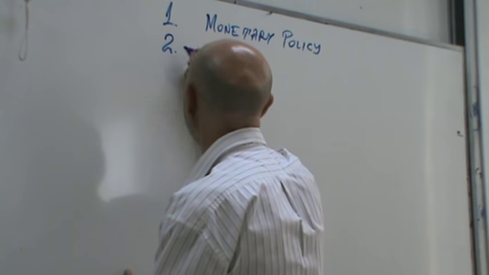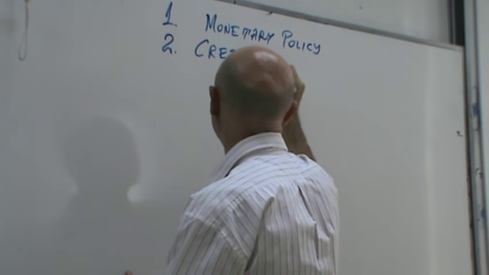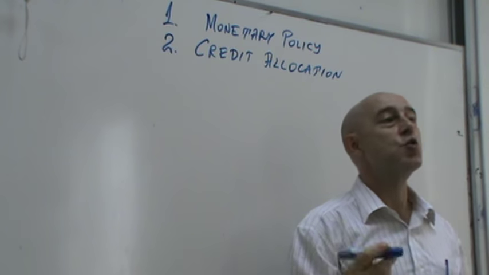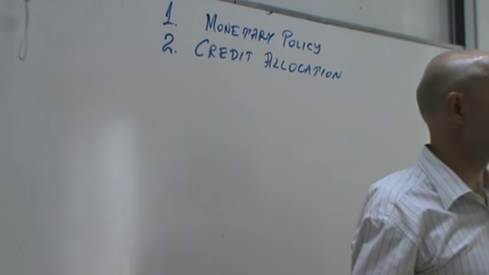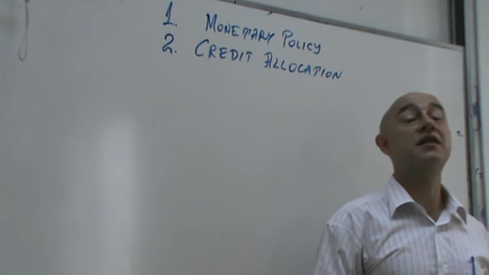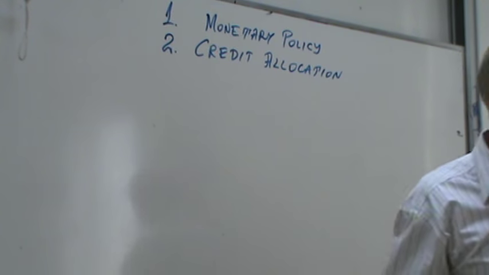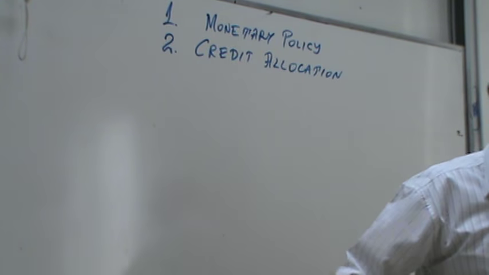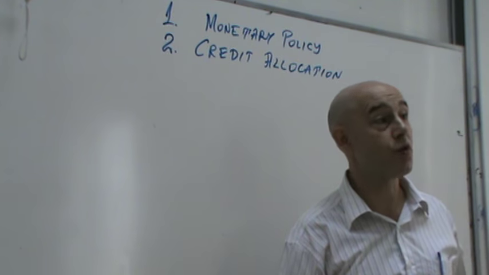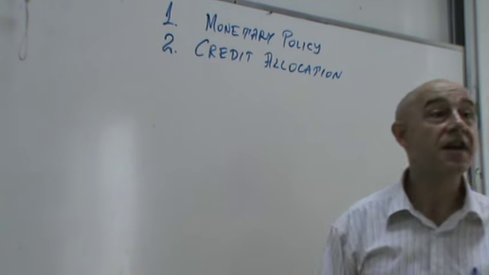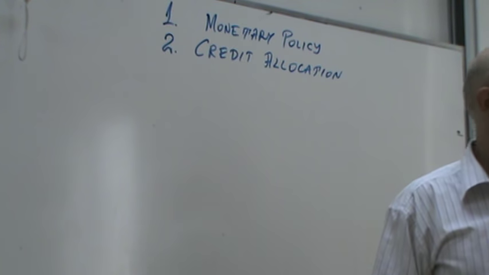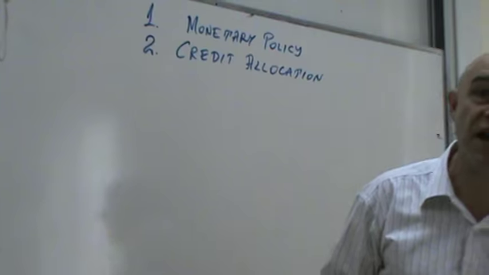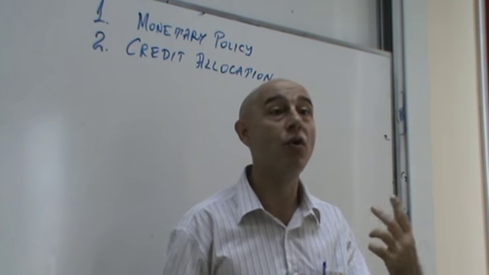The second is called credit allocation. They can allocate credit to consumers who buy cars, which is very unproductive. They can allocate credit to mortgages, so people buy houses. That's again consumer consumption, very unproductive. Or they can give credit to build a factory, give credit to buy a machine, to buy equipment. So how they allocate credit will determine if consumers are going to be growing fat or the economy is going to be growing productive. In other words, it's going to be used for consumption or for production.